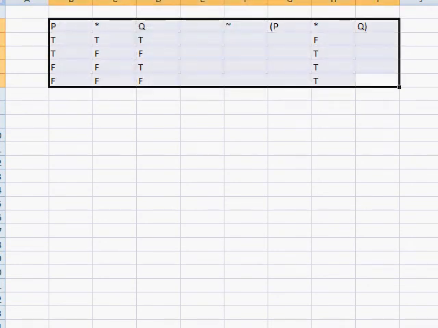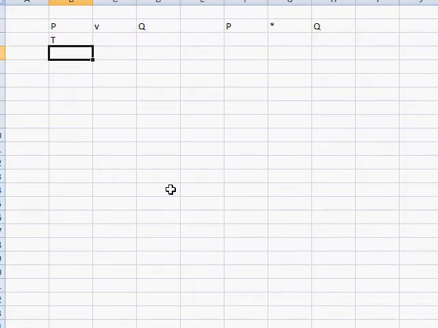So let's delete this fill, and the next example I want to show you is two statements that are consistent. So consistent means that both statements are true at least once on the same line. So let's just do P or Q and P and Q.